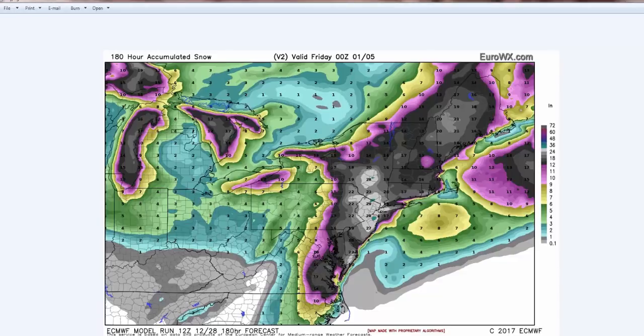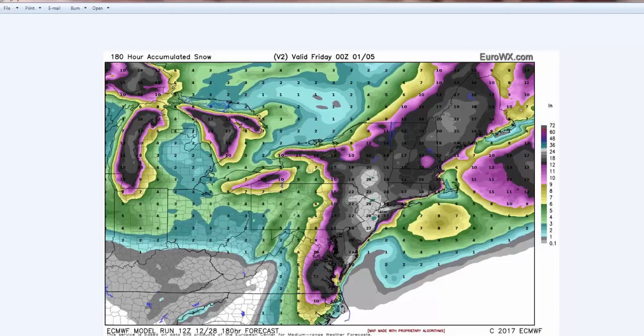But, again, look at west of Richmond. Look at this. 6 inches west of Richmond. Can you believe that? 17 here. Okay? Again, look at the sharp cutoff in Pennsylvania. Allentown, 22 inches. State College, 8. Wow. Okay? Pretty darn impressive.